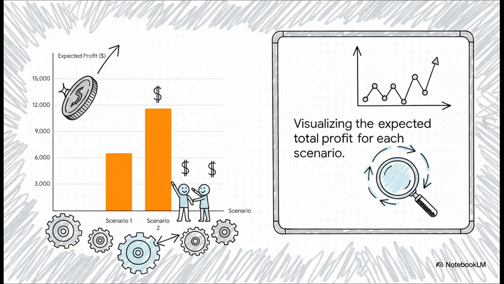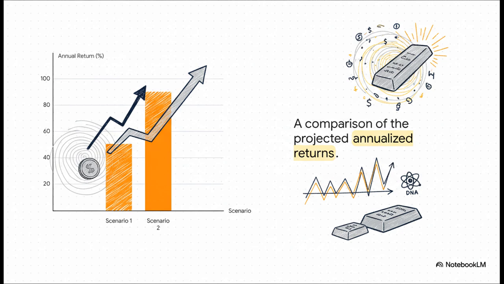In Scenario 1, the projection is $6,538. But look at Scenario 2. By using that second entry, the projected profit jumps to $11,647. Pretty big difference. Now, let's look at that in terms of expected annual return. Scenario 1 comes in at a projected 50.79%. But check out Scenario 2 again. That jumps all the way up to 90.45%. That really shows the potential impact of that second risk-managed entry.